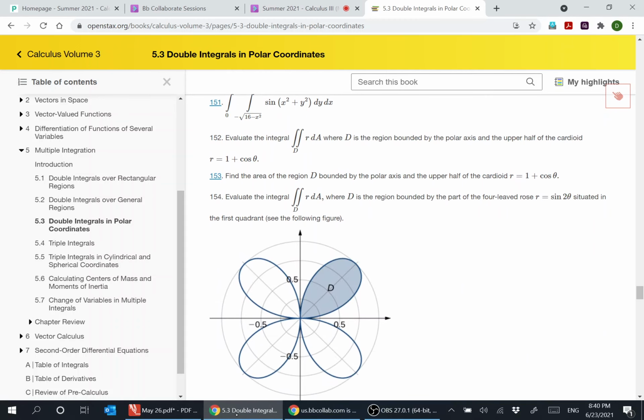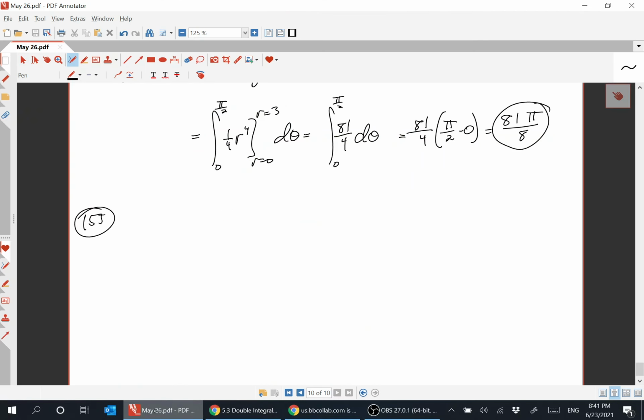Evaluate the double integral over D of r dA, where D is the region bounded by the four-leaf rose r is sine 2 theta. Okay, so the four-leaf rose r equals sine 2 theta. At theta equal to 0, r is 0. The next place it hits 0 is at theta equal to pi over 2. 2 pi over 2 is pi. And then at pi over 4, we're out here. So let me draw that for you. So the four-leaf rose.